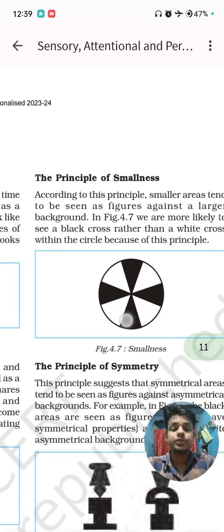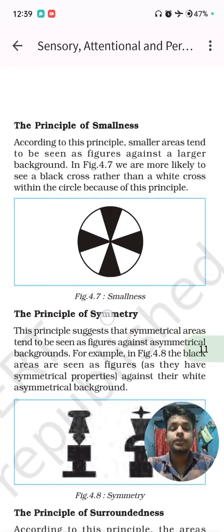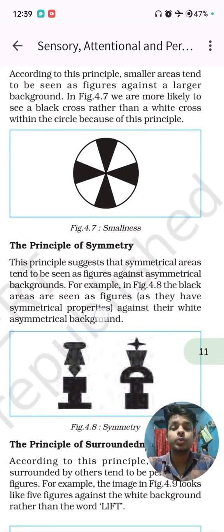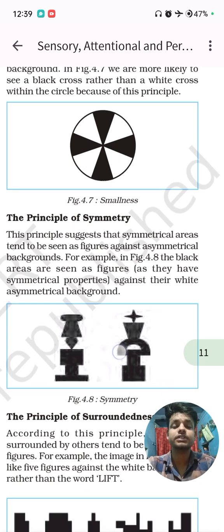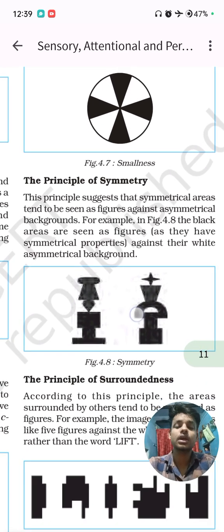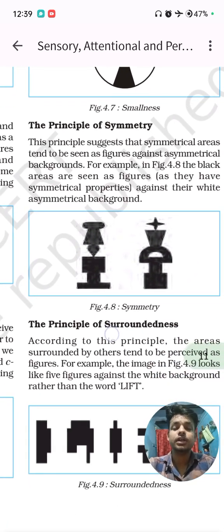Principle of smallness. According to the principle, a smaller area tends to be seen as figure against the larger background. In figure 4.7, we are more likely to see a black cross rather than a white cross within the circle because of the principle of smallness.